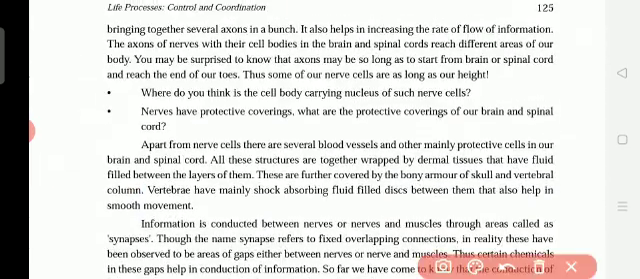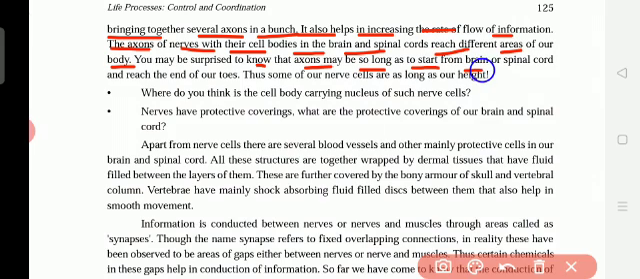Bringing together several axons in a bunch also helps in increasing the rate of the flow of information. The axons of nerves, with their cell bodies in the brain and spinal cord, reach different areas of our body. These axons of the nerves reach from the brain and spinal cord to each part of our body. You may be surprised to know that axons may be so long as to start from the brain or spinal cord and reach the end of our toes. Some of our nerve cells are as long as our height.